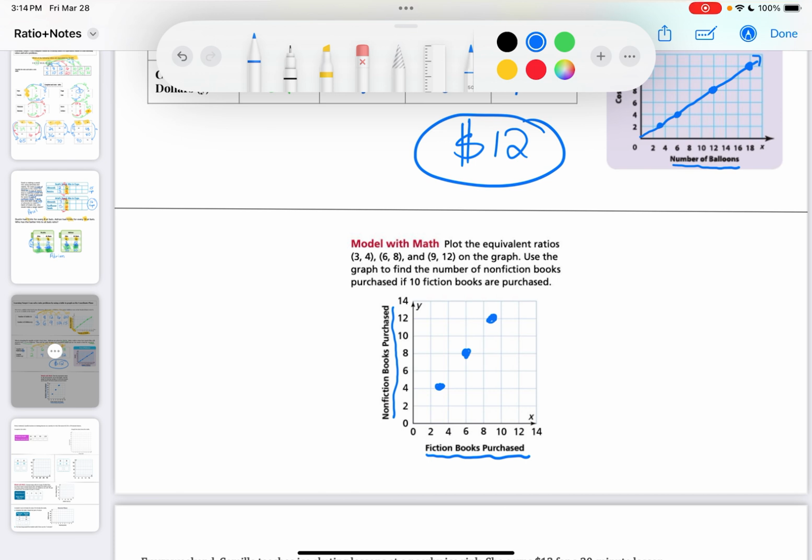And then what if there were 10 fiction books? So at 10 fiction books, it looks like it's going to be about right here. Does that make sense? So we go up 6, over 8. So it looks like we're going up. Let's see. If we drew a line, looks like it would be 14. Oh, actually, no, 13. We're going to go with 13.